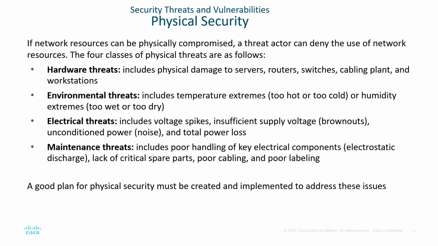And then maintenance threats. These include poor handling of key electrical components or electrostatic discharge, lack of critical spare parts, poor cabling, and poor labeling. Like we learned in chapter 4, when you built your cables, you cannot have those 8 cables within that casing be exposed between the casing and the RJ45. You leave them open to exposure. They could get run over by a desk chair, somebody could step on them, they could be broken. If one gets broken, now you do not have 8 bits of information that should be traveling.